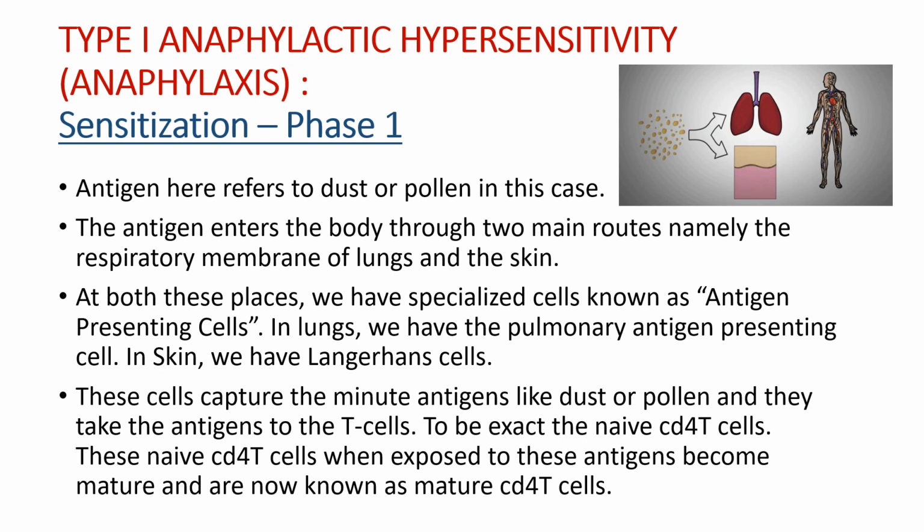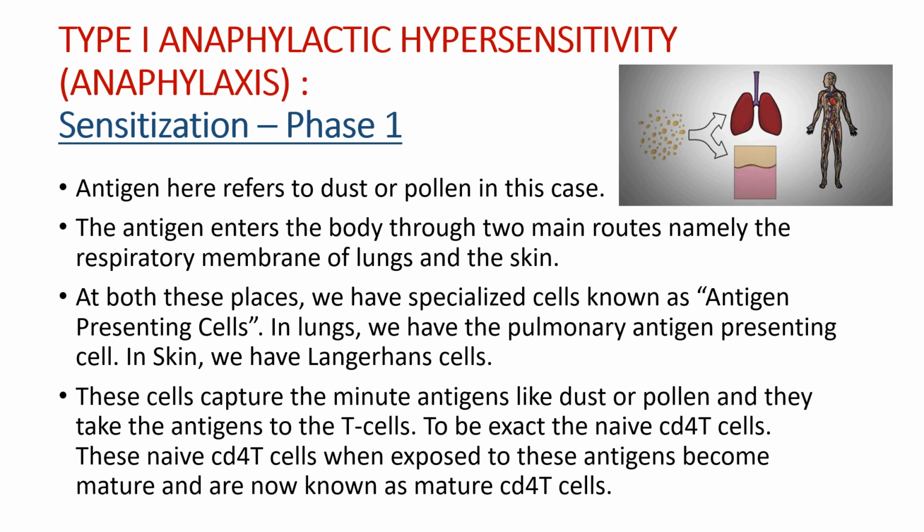Type 1, anaphylactic hypersensitivity. Anaphylaxis. Phase 1: sensitization. Antigen here refers to the dust or pollen in this case. The antigen enters the body through two main routes, namely the respiratory membrane of lungs and the skin.